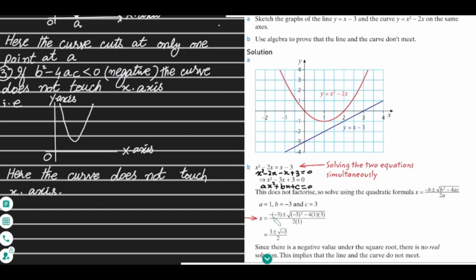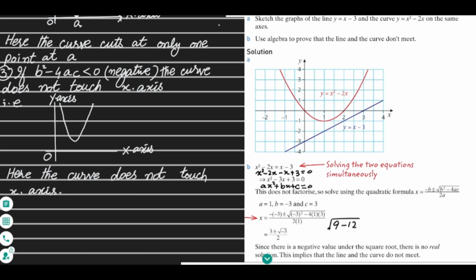After replacing, we get 3 ± the square root of (−3)² − 4 × 1 × 3 = 9 − 12, all over 2. This is in the square root: 9 − 12 gives −3. Then we see the value under the square root sign is negative, which shows that there is no real solution.